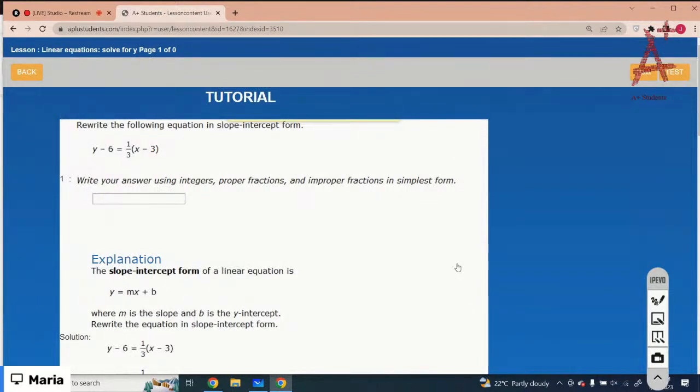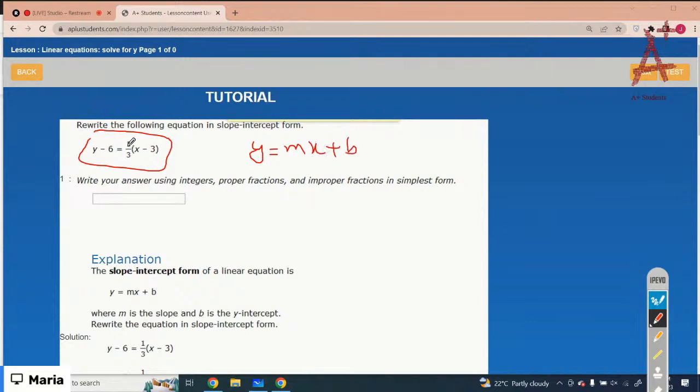Okay, rewrite the equation in the slope intercept form. We have to write the equation in the slope intercept form. That would be y minus 6 equals 1 over 3 x minus 3. The slope intercept form would be y equals mx plus b. Got it? First of all, remove that 3, multiply both sides by 3.